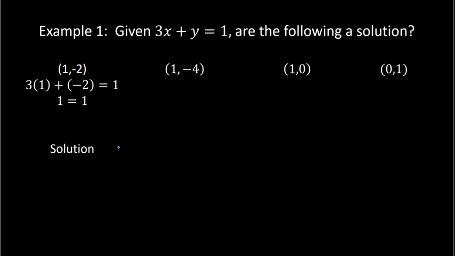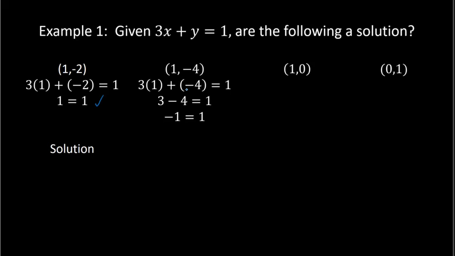Therefore, this would be a solution. So this one works. We have a solution. So then the next ordered pair, we plug that in to determine if this is a solution or not. So instead of 3 times x, we have 3 times 1. And instead of plus y, we have plus negative 4. So we have 3 plus negative 4, which is negative 1.